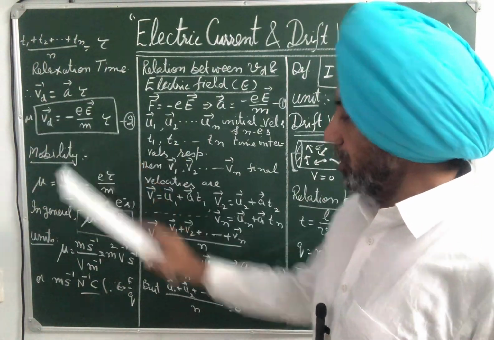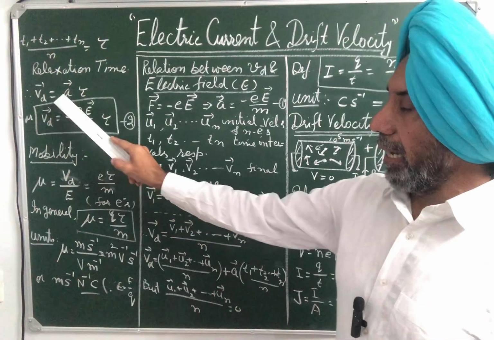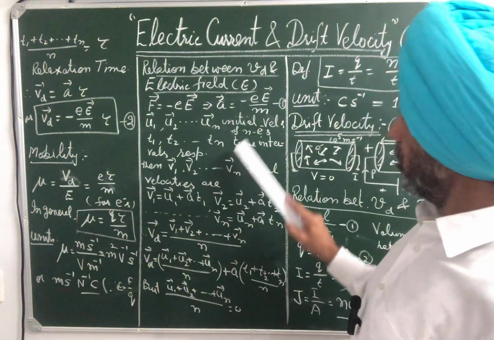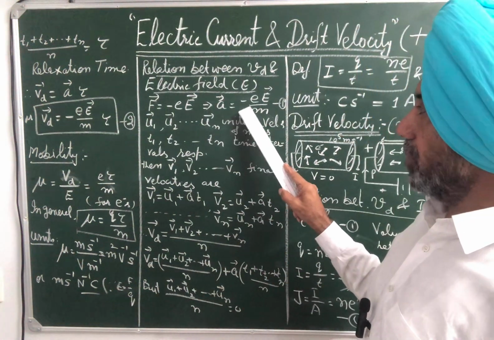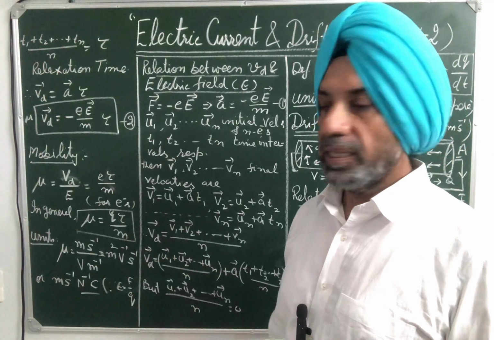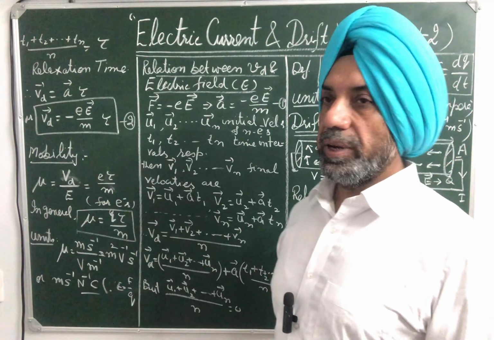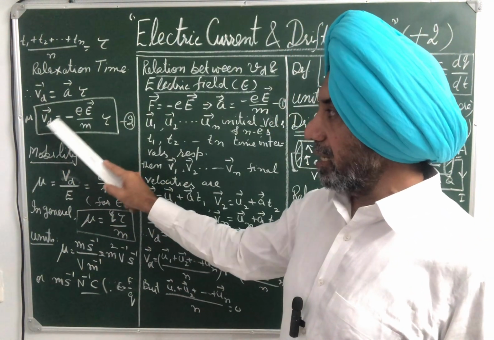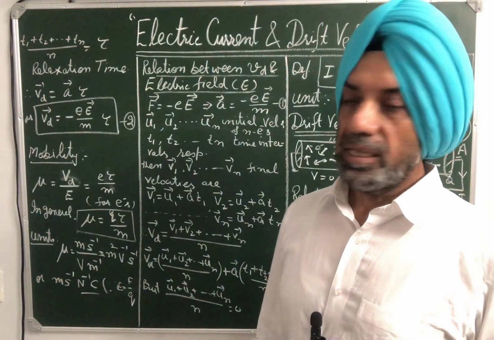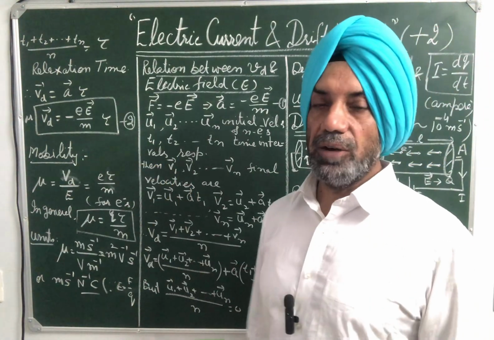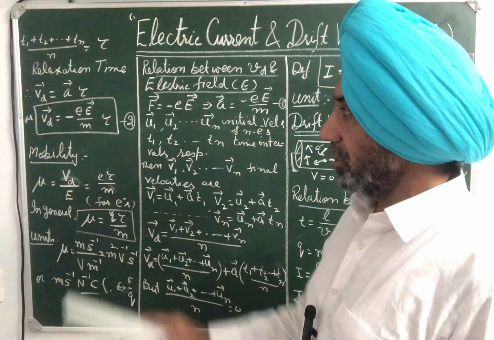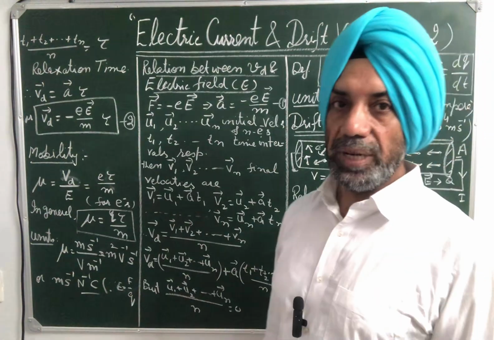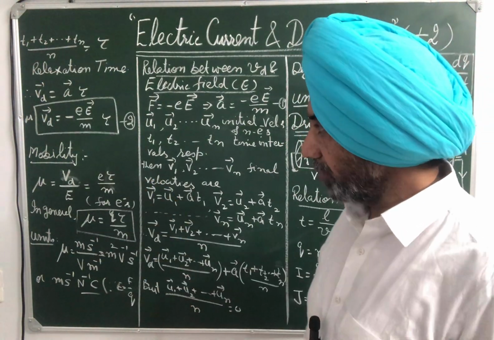So vd is equal to, from this equation, a into tau. Vector vd is equal to vector a into tau. And from equation number 1, vector a, that is acceleration, is equal to minus eE by m, so vd is minus eE tau by m, which is the required expression between drift velocity and electric field. It is very clear that this negative sign indicates that drift velocity has a direction opposite to that of the electric field. Drift velocity of electrons is opposite to the applied electric field, where m is the mass of the electron.